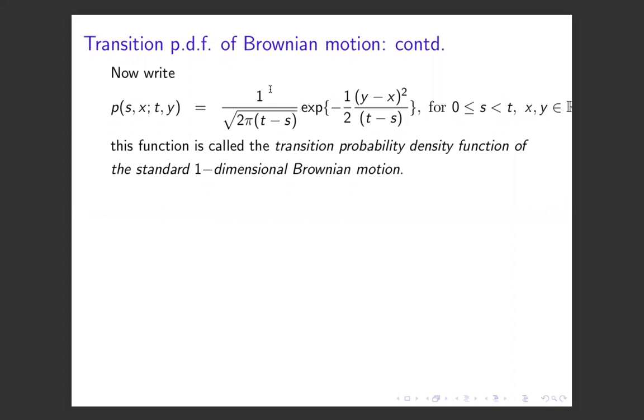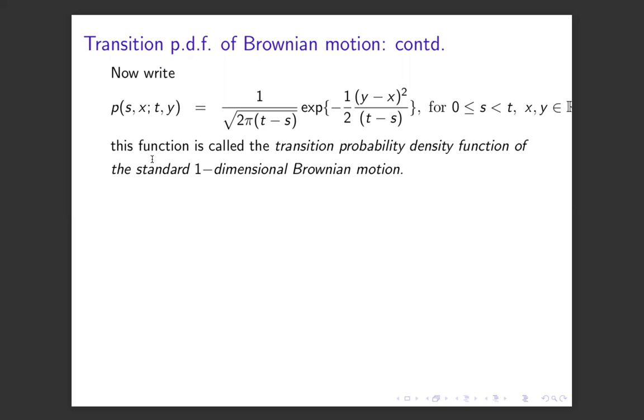So you write this function: 1 divided by the square root of 2 pi (t minus s), multiplied by e to the power minus (y minus x) whole squared divided by 2 (t minus s). By the way, at the end of this I am denoting this equation by a symbol, the club suit, not club, the spade suit. This function is called the transition probability density function of the standard one-dimensional Brownian motion.